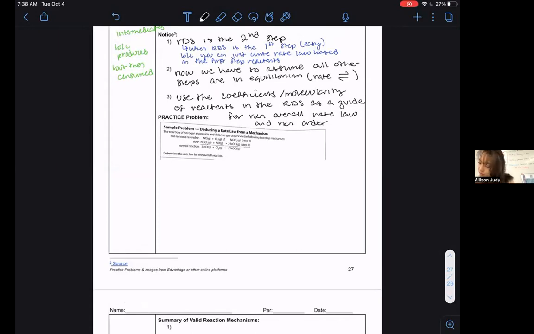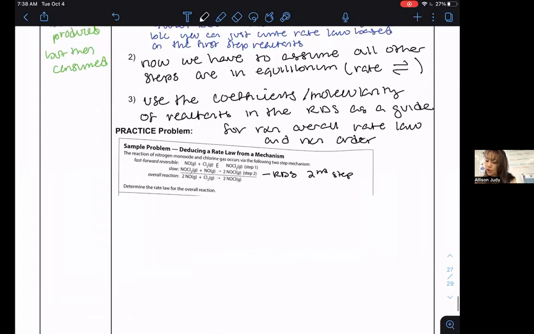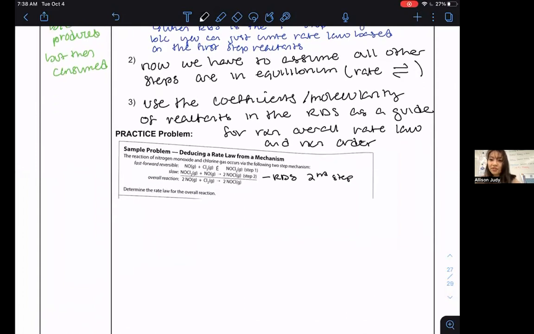So let's look at this problem. What we have here is a reaction between nitrogen monoxide and chlorine gas, and it goes through this two-step mechanism. And we notice immediately that they tell us that our slow reaction, our rate determining step, is the second step. So that means that we're going to have to go through the process described above, and we can't just simplify it to the first reaction.